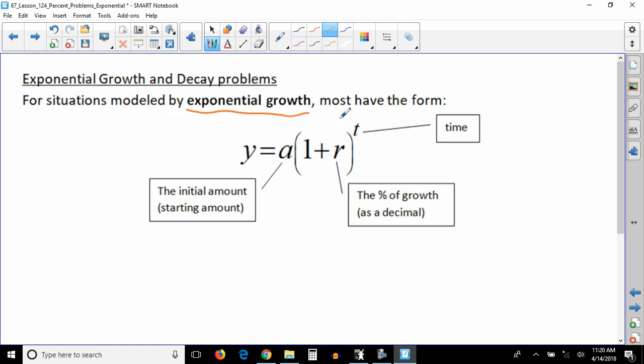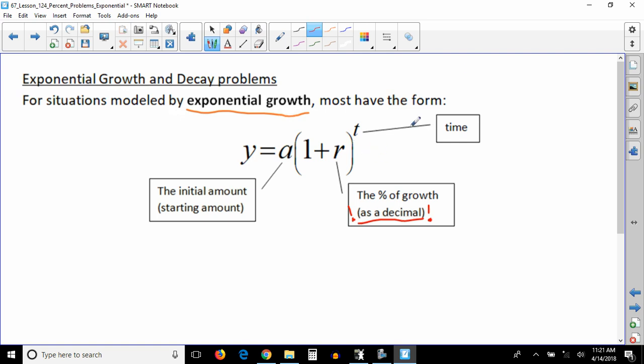Next, the r value here stands for the percent. So it's the percent that it either grows or shrinks, and it needs to be a percentage. So this percentage is going to be like 5% growth or 3% depreciation or something like that. Now, here's the key part, and underline this, highlight it, put an exclamation point. It is as a decimal. You are not putting the percentage in the problem, you are putting the decimal in the problem.